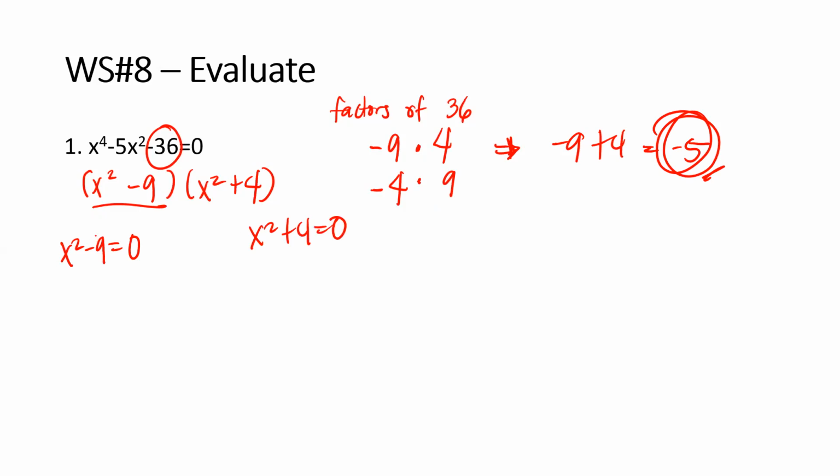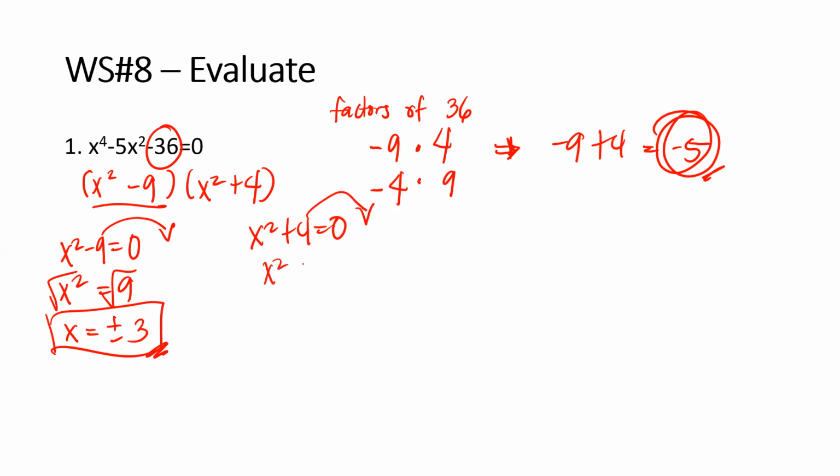X squared minus 9, transpose mo ito. So x squared is equal to 9. So para mahanap yung value ng x, square root mo siya, x is equal to positive negative 3. Ito yung dalawang roots na una. Dito naman, transpose mo ito, x squared is equal to negative 4. Pag in-square root mo siya, meron tayong negative value. So negative 1 is equal to i.